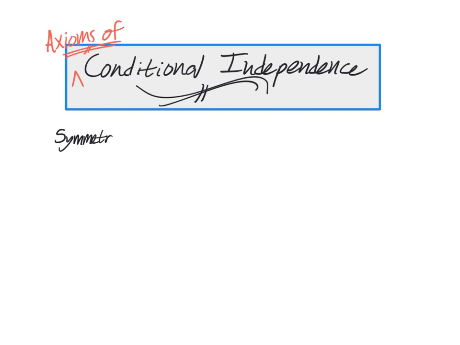The first axiom of conditional independence is symmetry. Symmetry says that if learning y tells us nothing extra about x, then learning x tells us nothing extra about y. This is probably the most intuitive property, and indeed we actually proved this a couple of slides back when we started to look at independence.